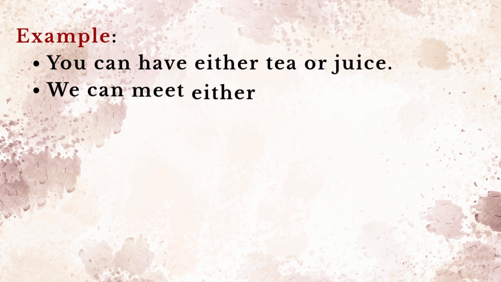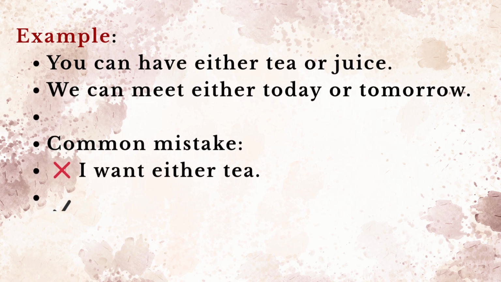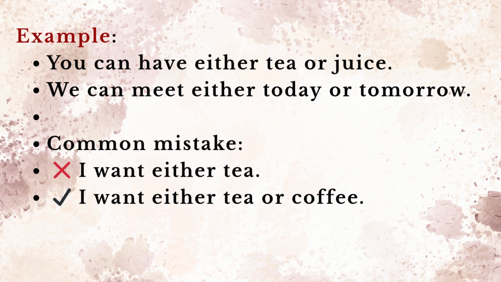I will give you some examples. You can have either tea or juice. We can meet either today or tomorrow. A common mistake people make is saying "I want either tea," but the correct sentence is "I want either tea or coffee."